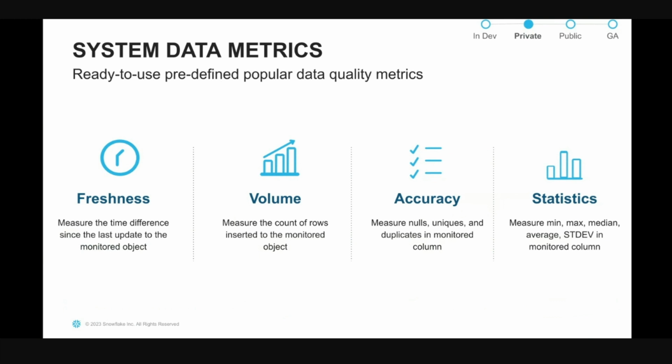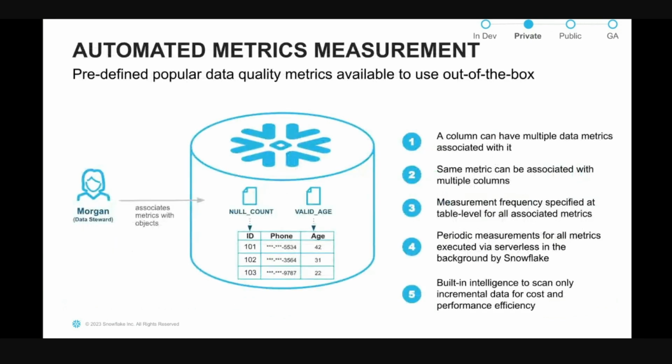These are the ones that are checked by default. You can check the freshness of data, volume, accuracy, and min, max, median, and all those things. And if you want to create other things, which you would have to based on your requirements, then you create custom metrics. So two slides earlier, we saw how to create a custom metric, but how do we attach it to the data that we have?